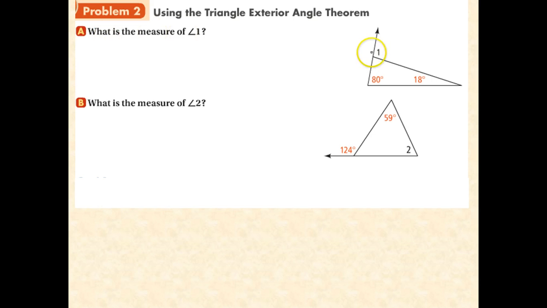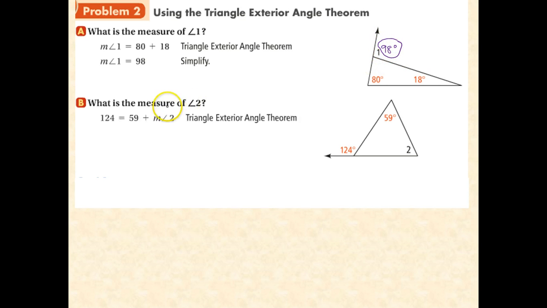What is the measure of angle 1? Well, according to the triangle exterior angle theorem, the measure of angle 1 equals the sum of its two remote interior angles, so 80 plus 18. The measure of angle 1 is 98 degrees.